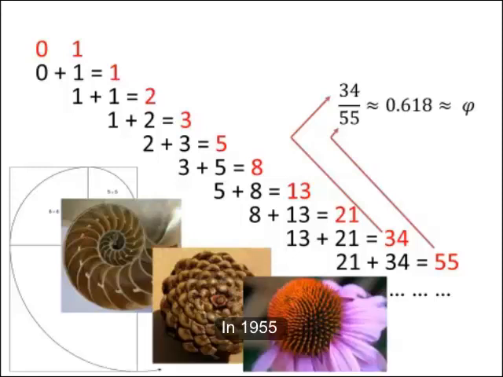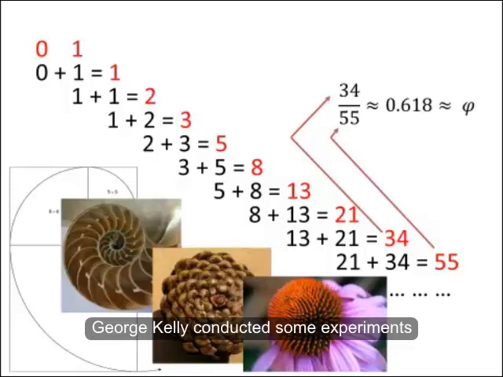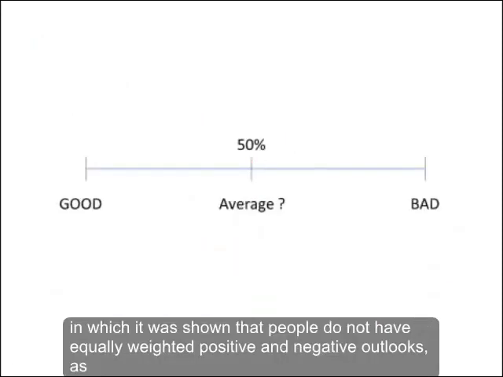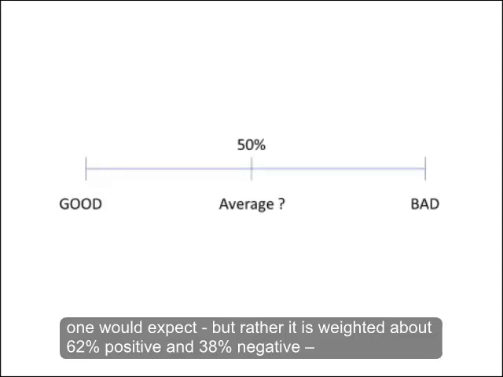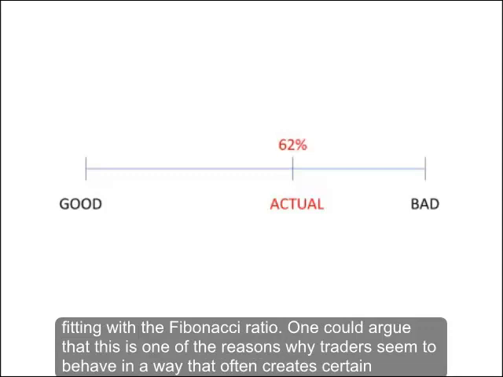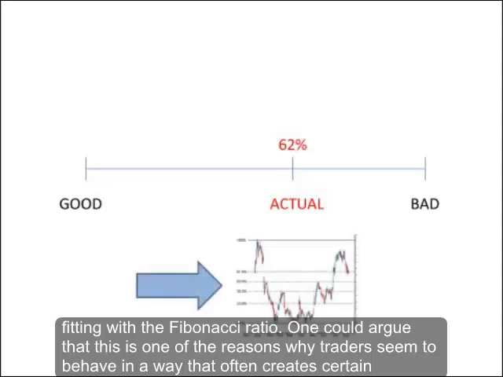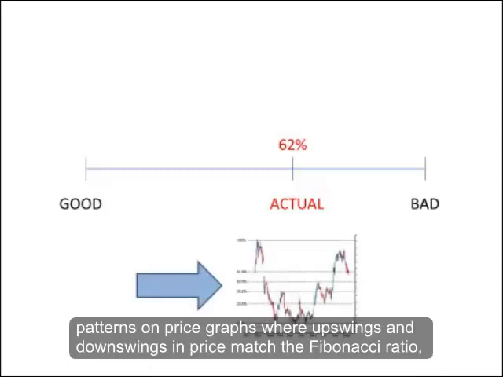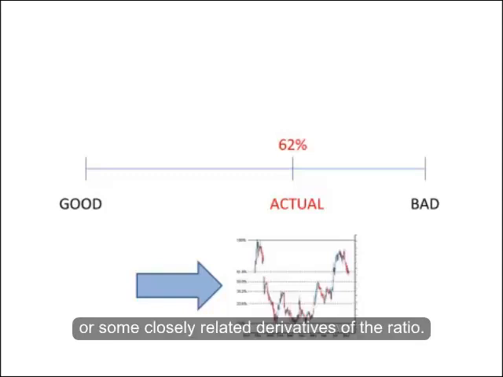In 1955, George Kelly conducted some experiments in which it was shown that people do not have equally weighted positive and negative outlooks, as one would expect, but rather it is weighted about 62% positive and 38% negative, fitting with the Fibonacci ratio. One could argue that this is one of the reasons why traders seem to behave in a way that often creates certain patterns on price graphs, where upswings and downswings in price match the Fibonacci ratio, or some closely related derivatives of the ratio.